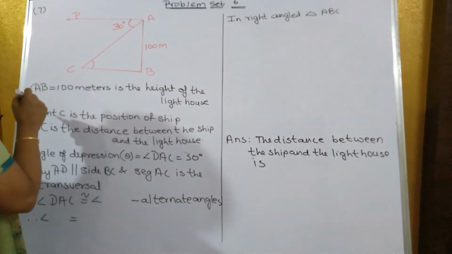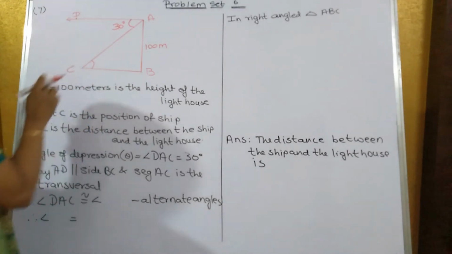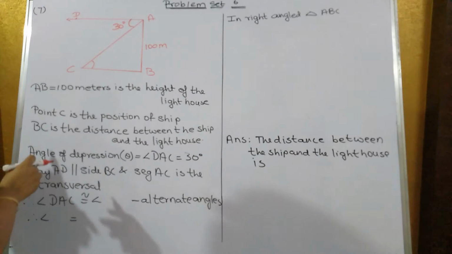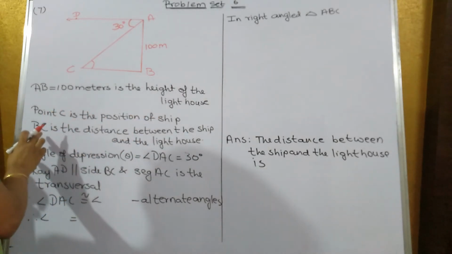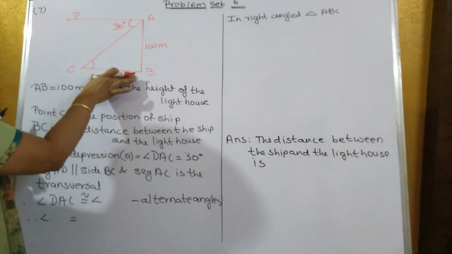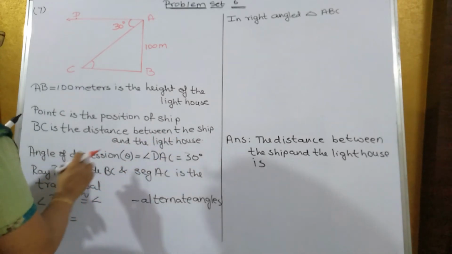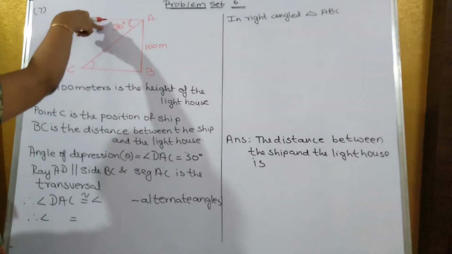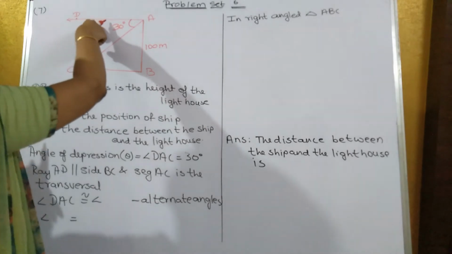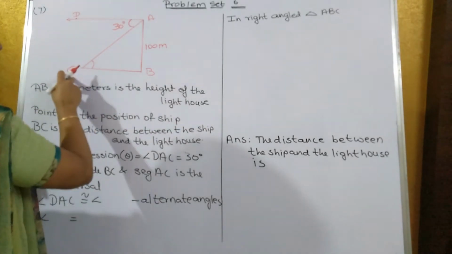Is given how much? 30 degree. Now, point C is the position of the ship, BC is the distance between the ship and the lighthouse. Angle of depression theta is equal to angle DAC, that is equal to how much?